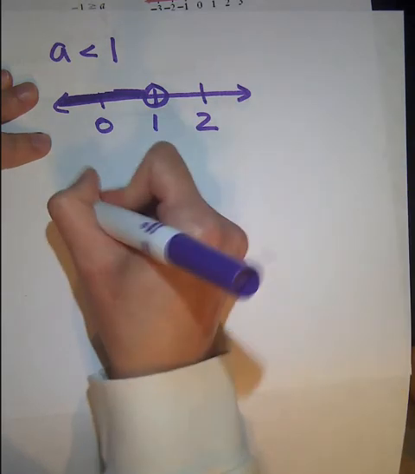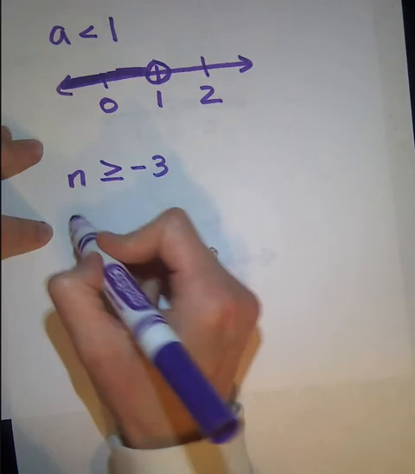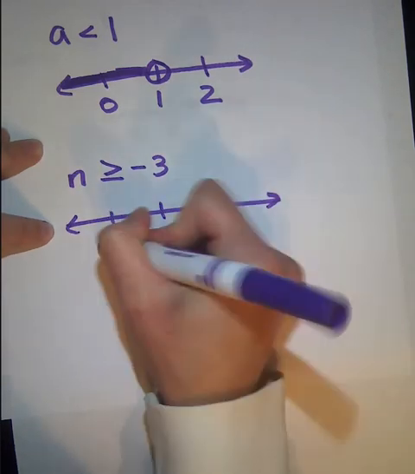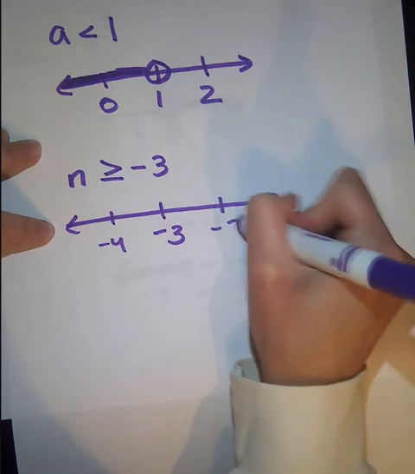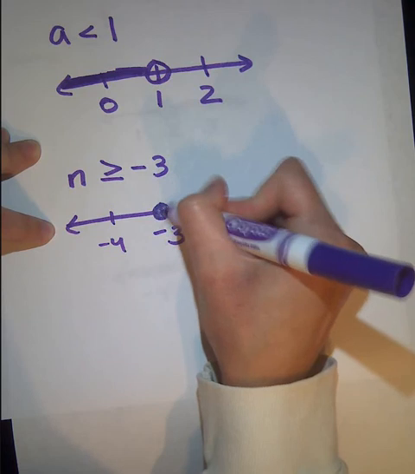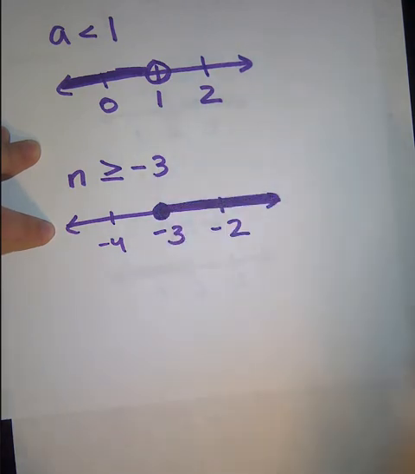N is greater than or equal to negative 3. Number line, negative 3 in the middle. 1 less than is negative 4. 1 greater than is negative 2. This needs to be a closed circle at negative 3, and it's N is greater than, so I shade everything to the right because it's greater than.